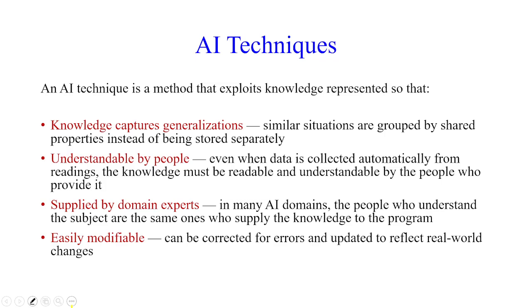So the knowledge captures generalization, meaning similar situations are grouped, and it is understandable by the people. Even when the data is collected automatically from readings, the knowledge must be readable and understandable by the people. And the knowledge is always being supplied by the domain experts. So in many AI domains, people who understand the subjects are the ones who supply the knowledge to the program. And it is easily modifiable and can be corrected from errors.